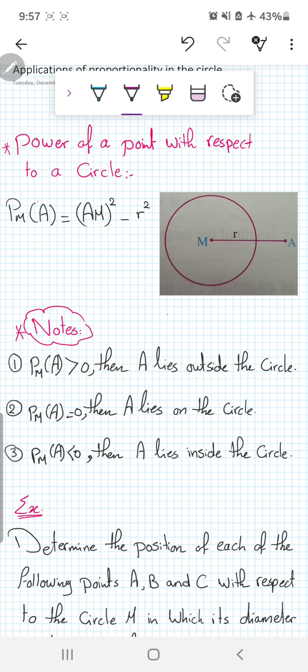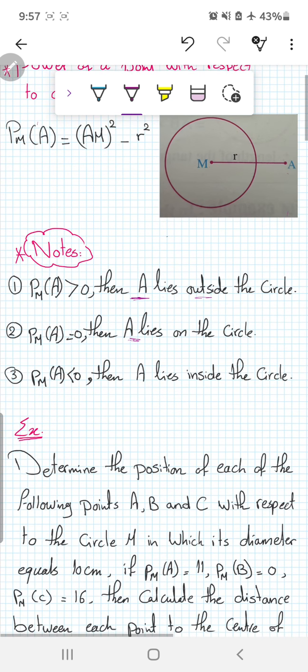So we want to determine the location of the point A: inside the circle, on the circle, or outside the circle. If the power of point A is greater than 0, then A lies outside the circle, like in the previous example. If the power of A equals 0, A lies on the circle. And finally, if the power of A is less than 0, then A lies inside the circle.